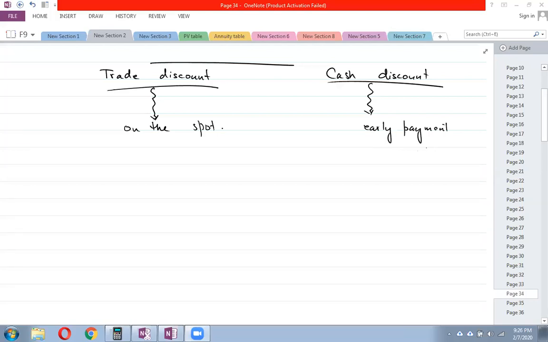Now, why is it important? Because for trade discount, we will definitely know how much the discount is. In early payment discount, we will not be sure if the customer will take the discount or not, right? That's why their treatment is going to be different as well. The early payment discount will not be recorded as full sales, and the trade discount will be recorded as full sales.